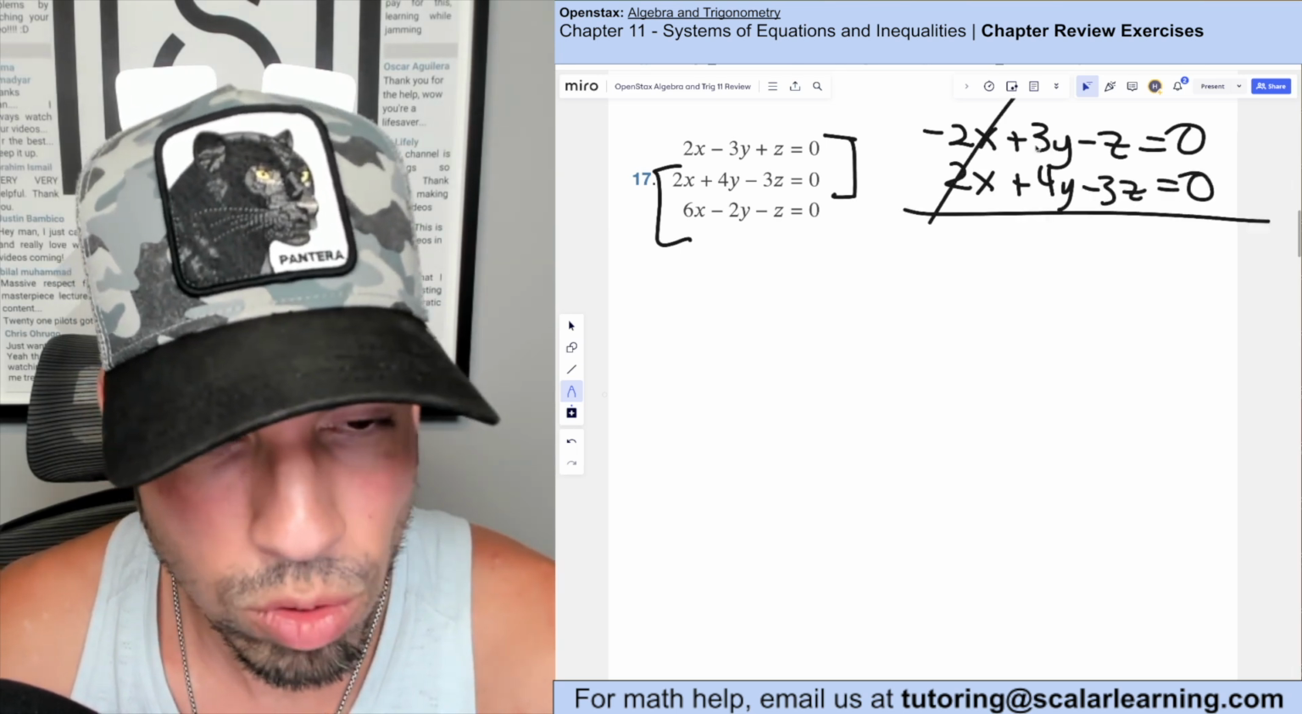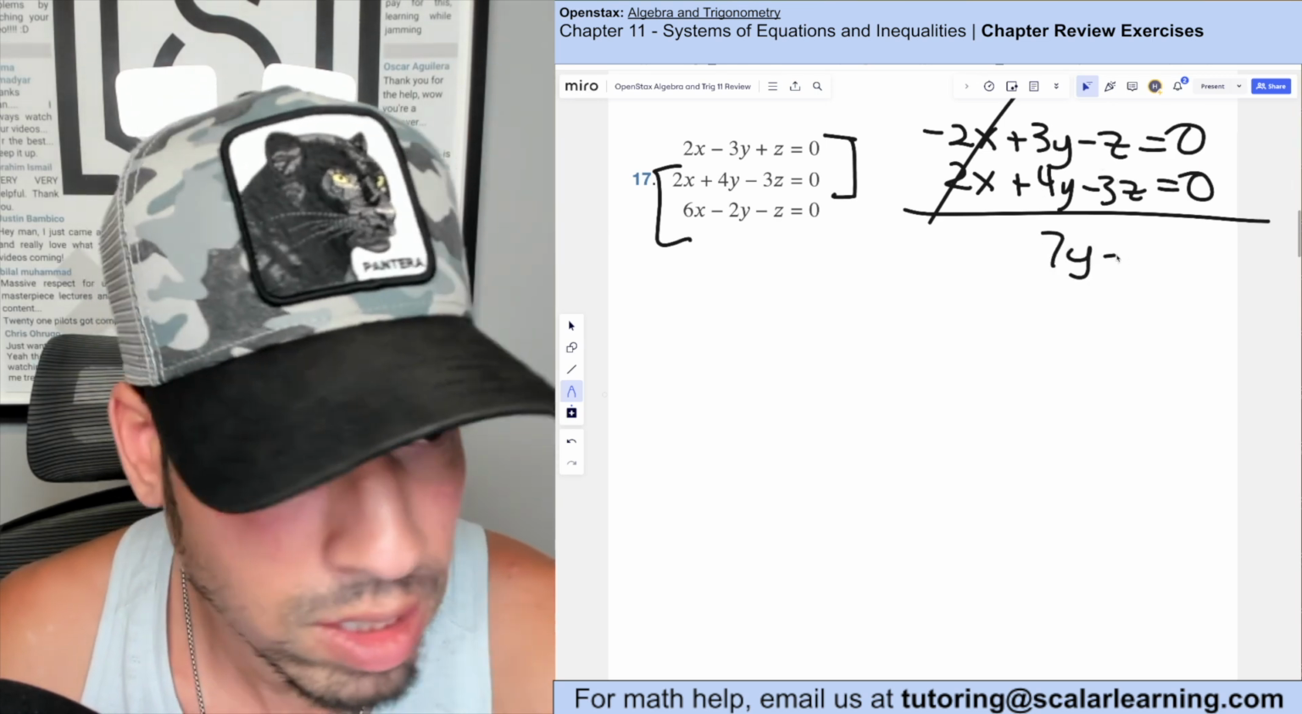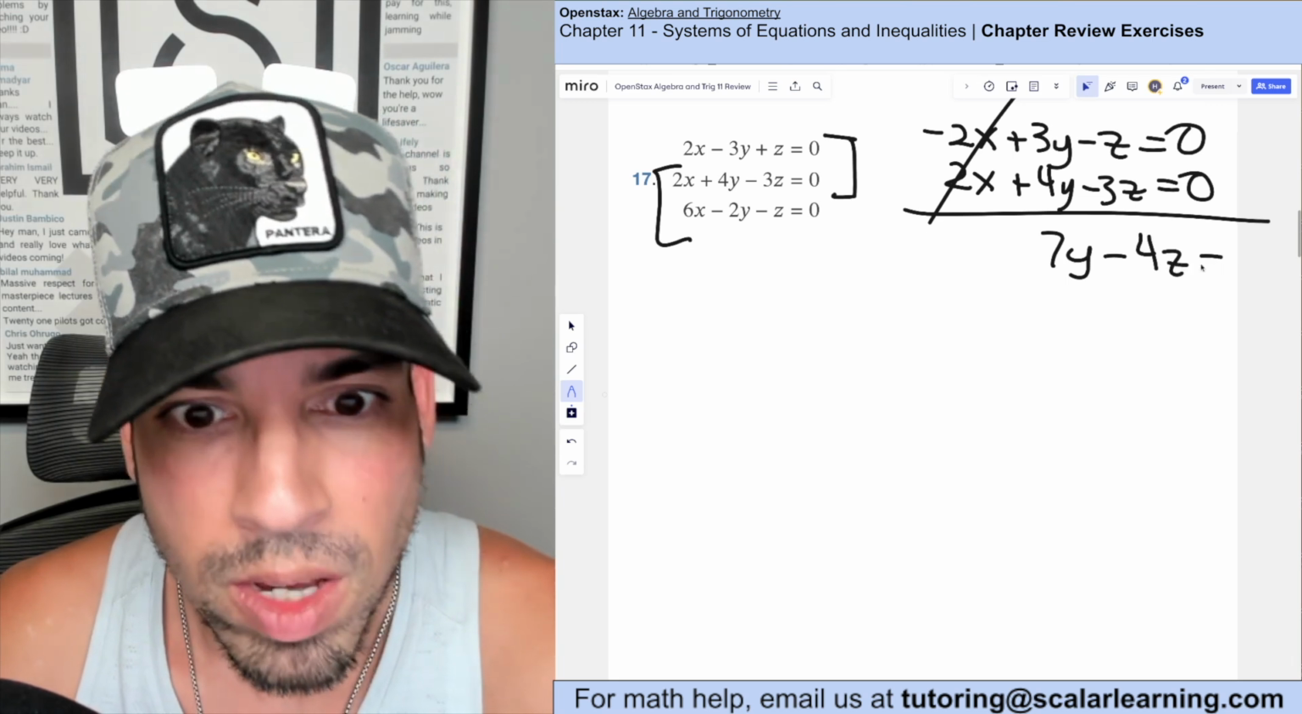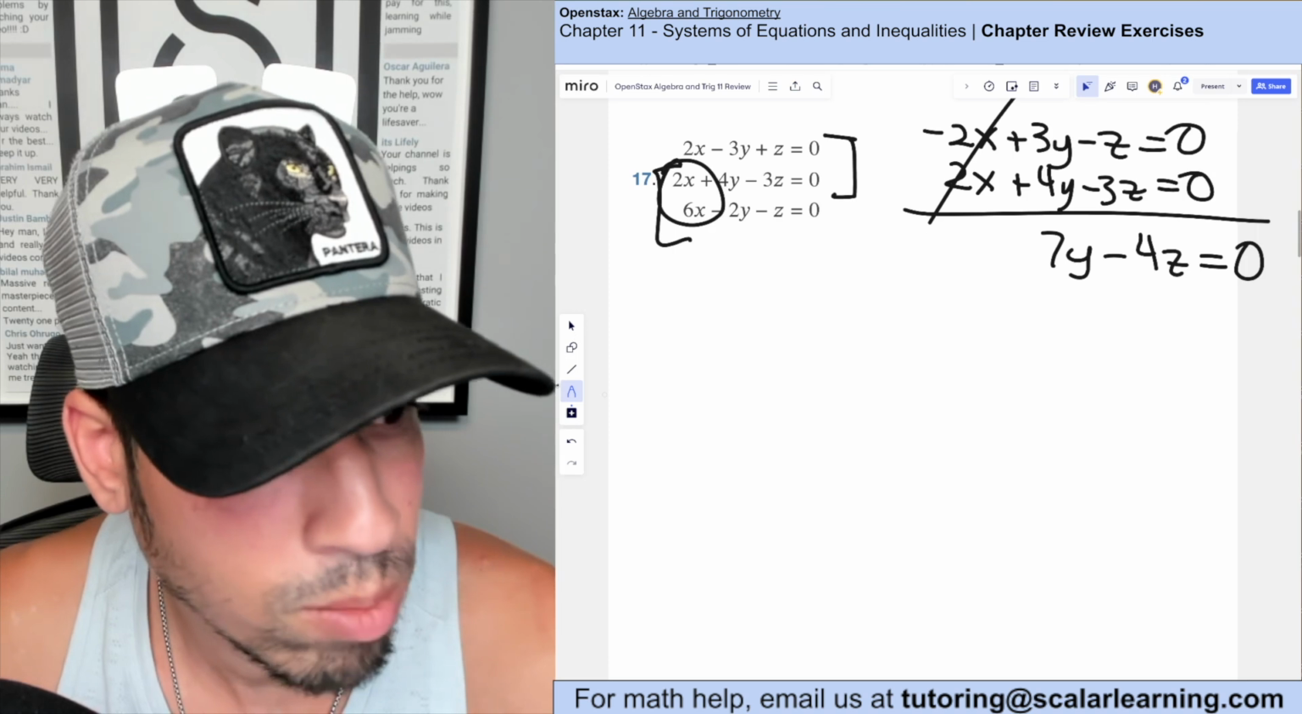These guys are going to cancel. 3 plus 4 is 7y. Negative z plus negative 3z is negative 4z. And all of this equals 0. Okay, so now we've eliminated x. We need to do the same with the bottom two.